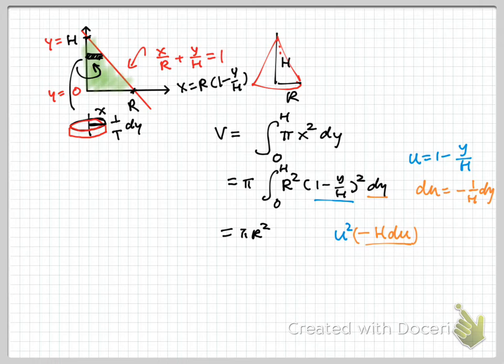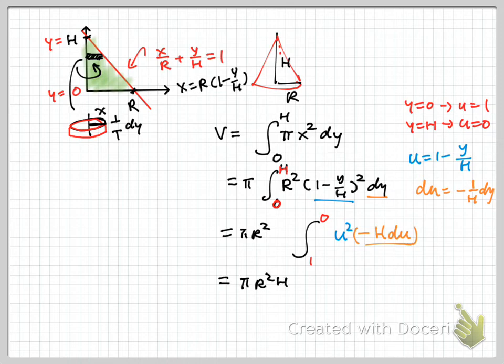So finally, how about the boundaries? When y is 0 and when y is h, what should u be? When y is 0, u is 1. When y is h, u is 0. So you use the minus sign to swap the boundaries. So we have pi r squared h, integral from 0 to 1 of u squared du.